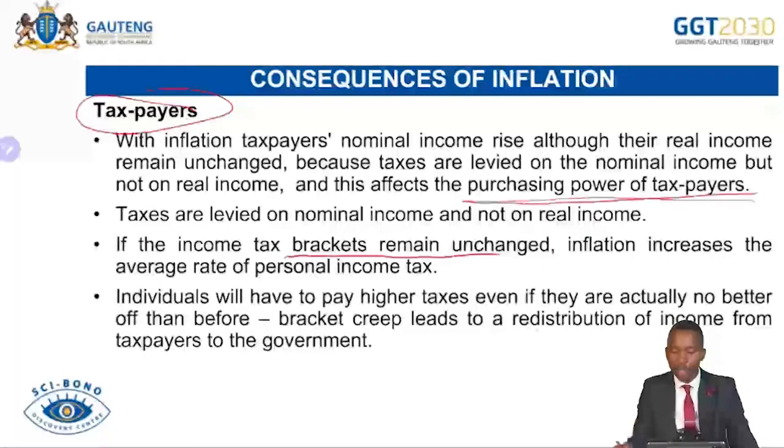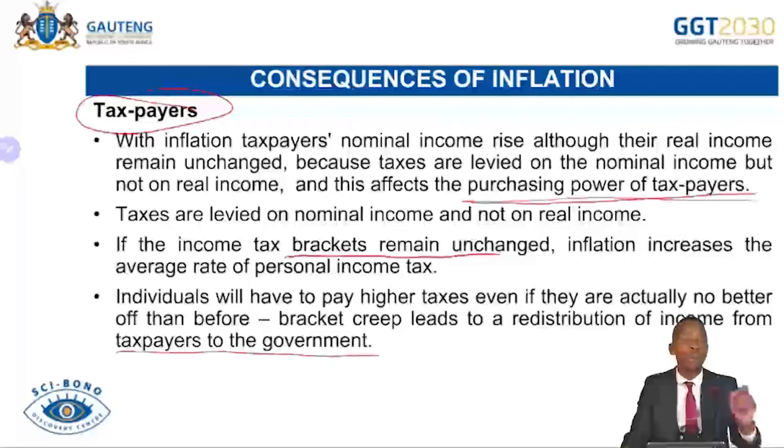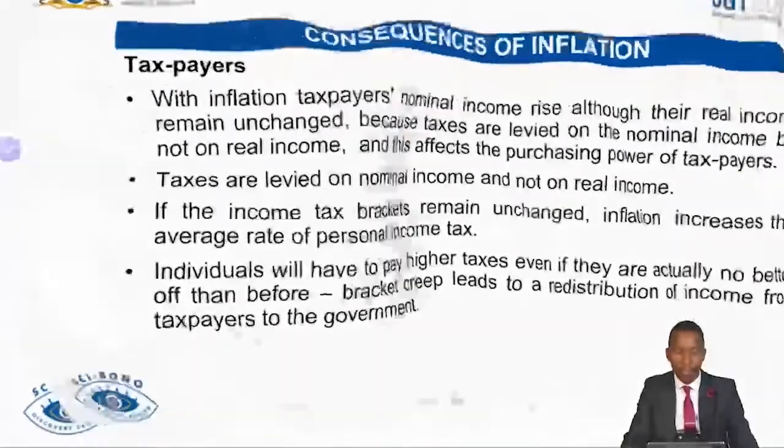Bracket creep leads to redistribution of income from taxpayers to the government. As the bracket moves from one level to another level, that will lead to more income received by the government from taxpayers, which is a greater burden on taxpayers.